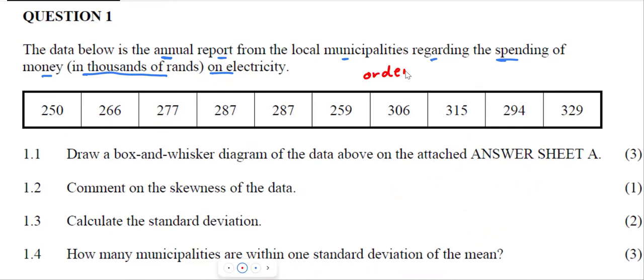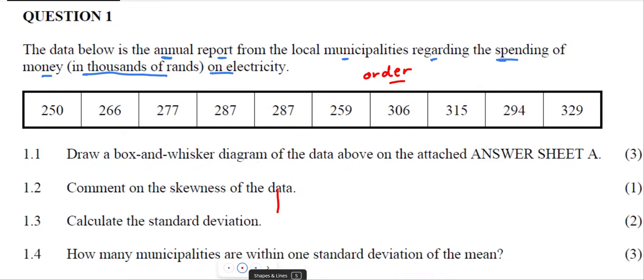Before we can attempt our questions, to draw the box and whisker diagram or to calculate the standard deviation, yes, these ones we can just, but the box and whisker part, first let's consider the order. As we are going to be dealing with the quartiles, we must have the order of size. All right, so the numbers are not in the order of size. So we must arrange them first in the order of size.